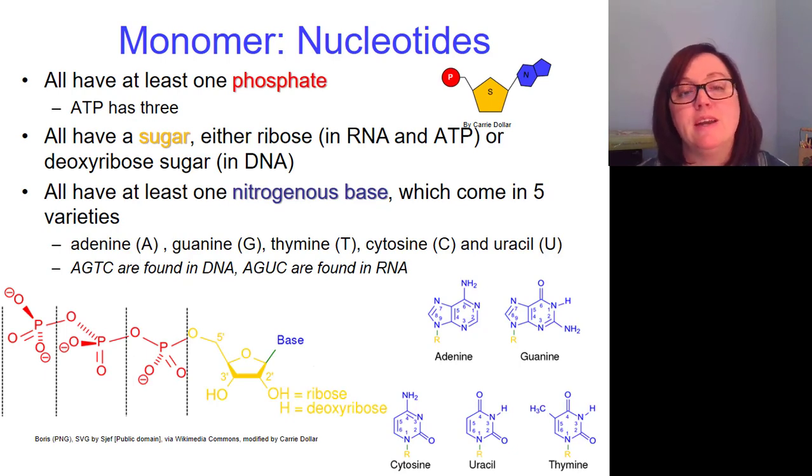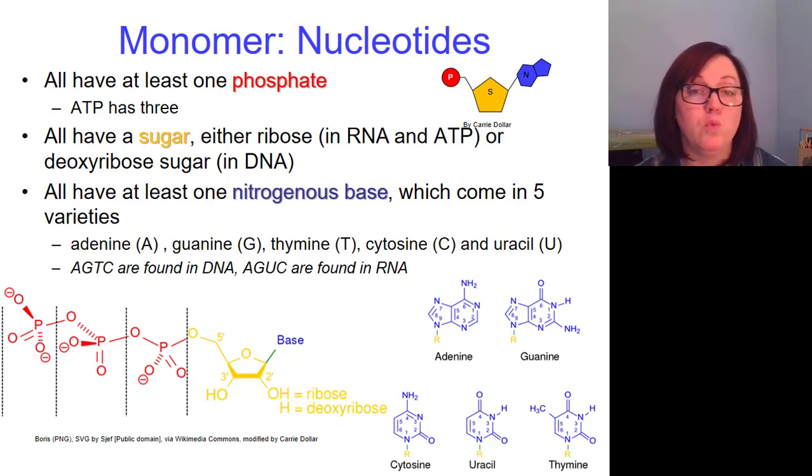Every nucleotide has at least one phosphate group. Some have more than that. ATP stands for adenosine triphosphate. ATP happens to have three phosphate groups. All nucleotides have a sugar base to them.